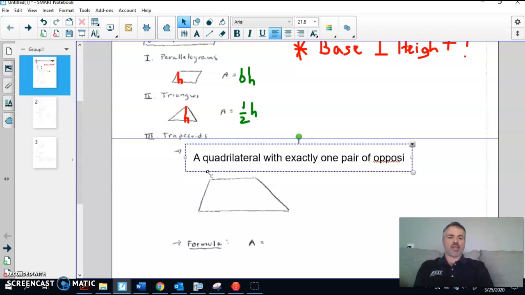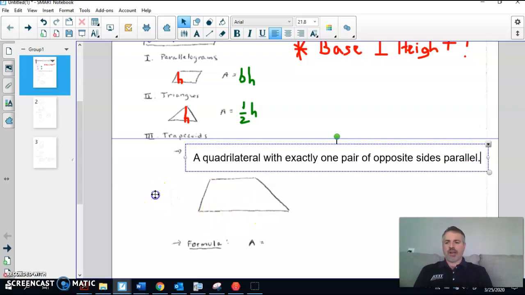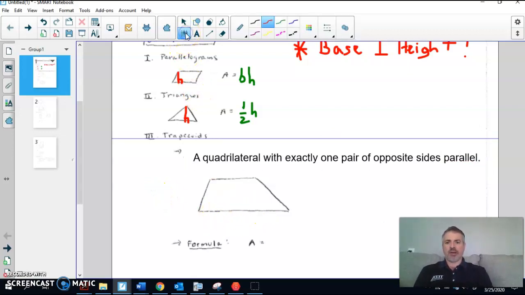1 pair of opposite sides parallel. And this is a picture of one down here. You can see the opposite sides that are parallel are going to be this top and the bottom. So this is parallel to this. And again, it has to be exactly 1 pair parallel, because if there were 2 pairs of parallel sides, it'd be a parallelogram, not a trapezoid at all.